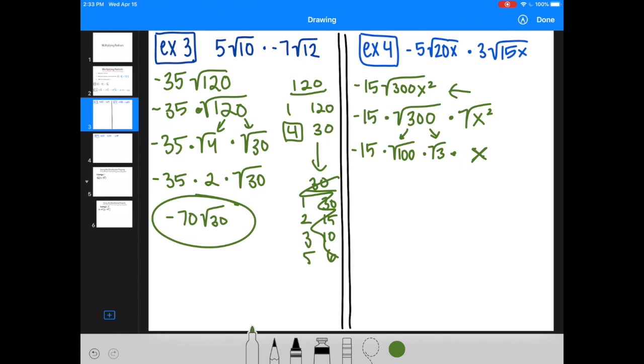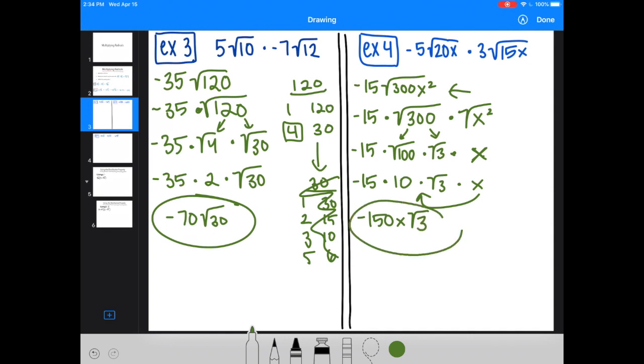Okay, let's go back to the rest of our problem. So negative 15 drops down. The square root of 100 is 10. And then finally, I just bring down square root 3 and x. So my last job is to swing my variable over here and multiply my coefficients. So negative 15 times 10 gives me negative 150 with my variable square root of 3. Right? So my final answer is negative 150x square root 3.